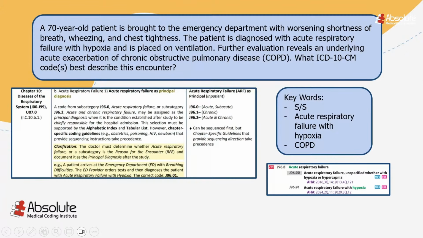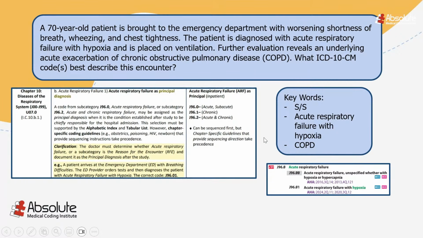So that was important to add in there. And you can be guided in that direction by looking at our sequencing suggestion over here on the right hand side. You can see that the acute or subacute, which is what we see in the scenario, is going to be from category J96.0. So that guides you in the right direction. You can find the code that way.